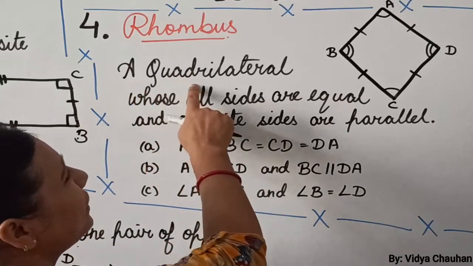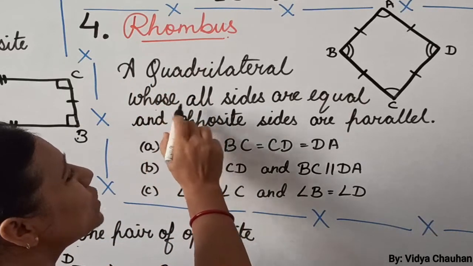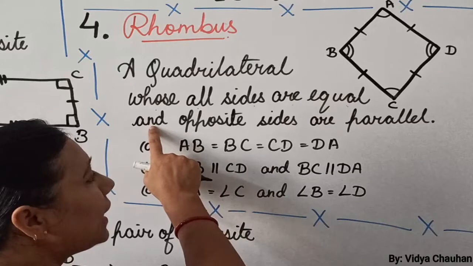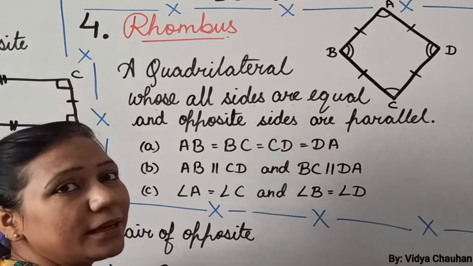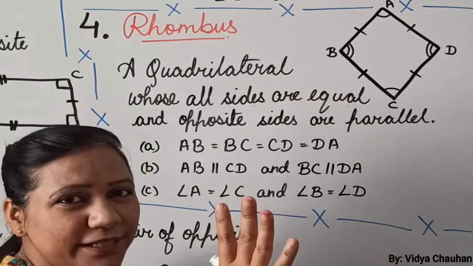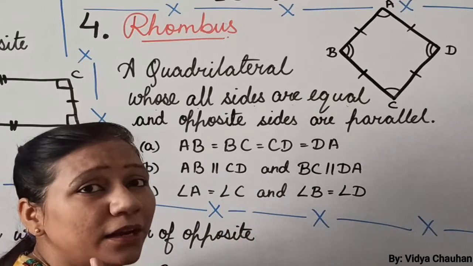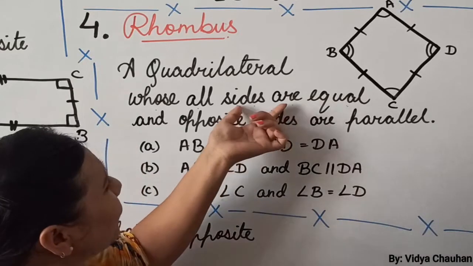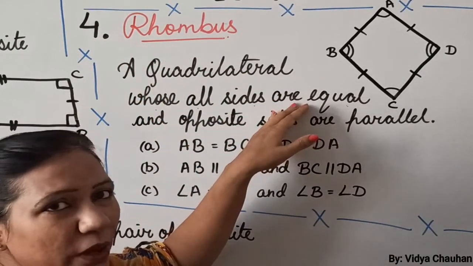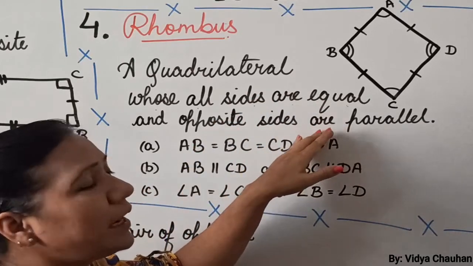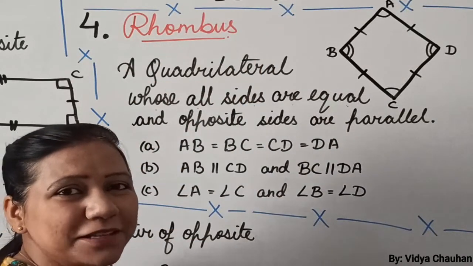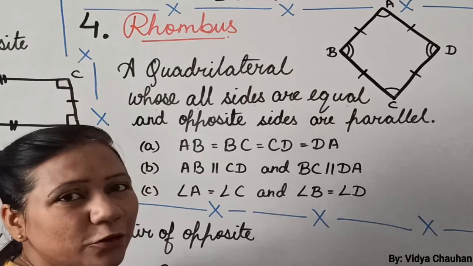Now let us read the definition very first. A quadrilateral whose all sides are equal, all the four sides equal, and the opposite sides are parallel. So what is a rhombus? A rhombus is a type of quadrilateral whose all four sides are equal and opposite sides are parallel. That means when all four sides are equal, this property resembles a square. And if opposite sides are parallel, it resembles a rectangle or a parallelogram, which we have done.